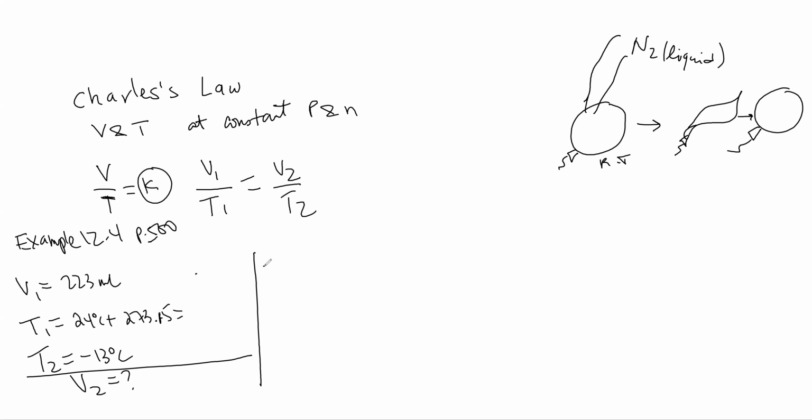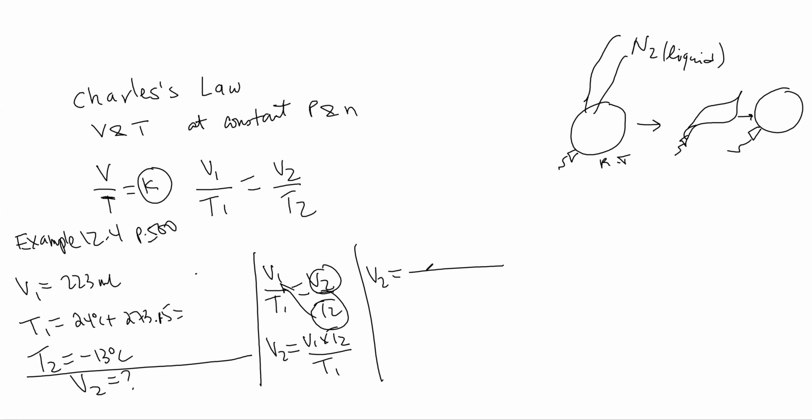So let's see how it works. V1 over T1 is equal to V2 over T2. Now I need V2, so V2 will be equal to V1 times T2 over T1, cross multiplication. I want to bring this one up. This one is by itself, so we leave it, right?